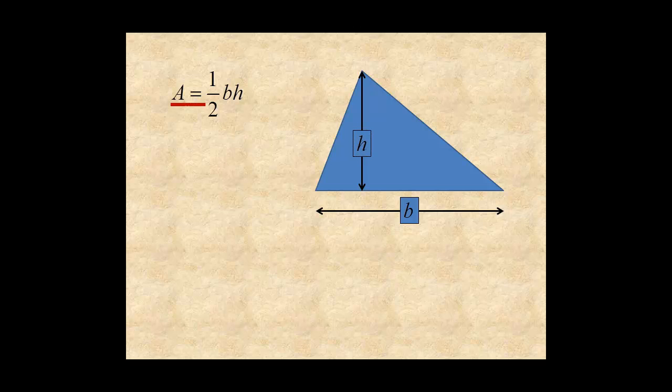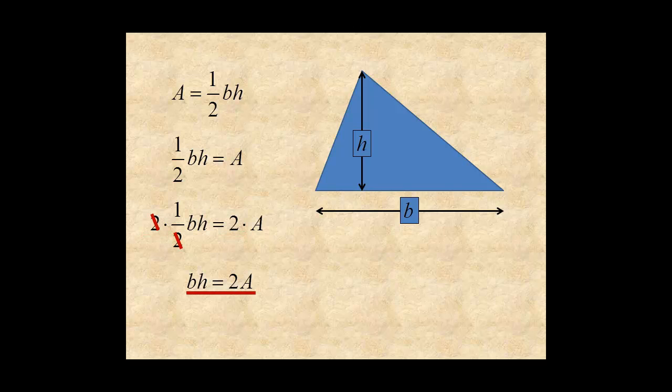In order to solve the formula for b, begin by turning the formula end for end. Then multiply both sides by 2. The 2's cancel, and you get bh equals 2a. Then divide both sides by h. The h's cancel, and you're left with b equals 2a over h.